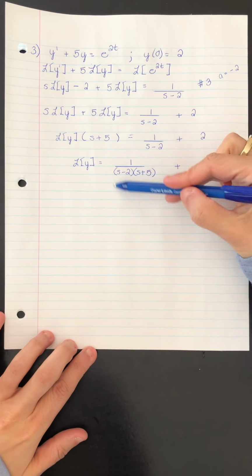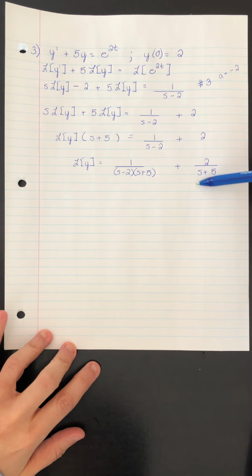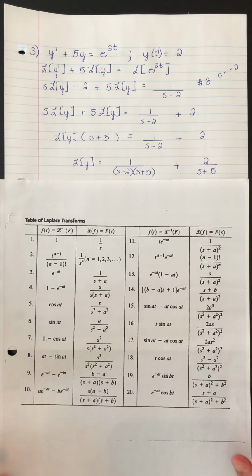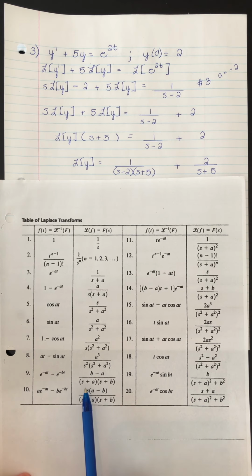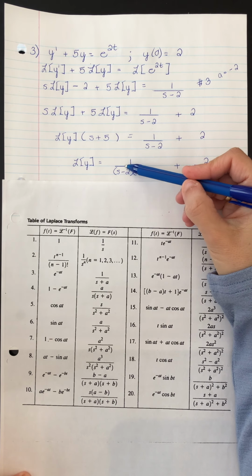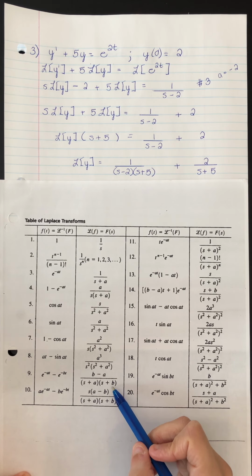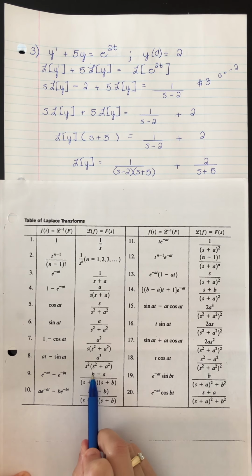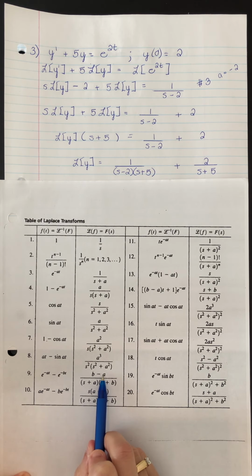And now, in order to find y, we have to transform these two terms. Okay, you know this is going to be a number 3, and we should push the 2 out front, leaving a 1 here. What about this guy? Number 9, look, s plus a, s plus b. So we can use number 9 on this one. Our a value is negative 2, and our b value is positive 5. Okay, so that will allow us to figure out what the numerator should be.